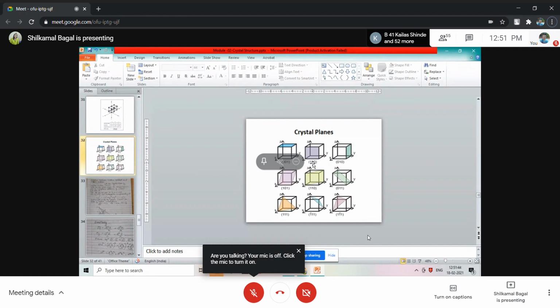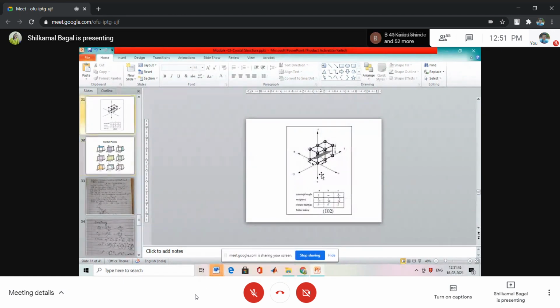Take reciprocals of the Miller indices. Those reciprocals are nothing but the intercepts made by the plane on the crystallographic axes. Then mark those intercepts on the respective axes and draw the plane passing through those points, having that much intercept.